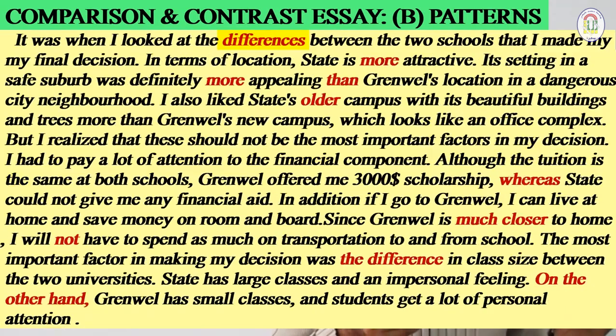Now, here we have a second body paragraph or second block about differences. It was when I looked at the differences between the two schools that I made my final decision. This one is a transition sentence. In terms of location, State is more attractive. Its setting in a safe suburb was definitely more appealing than Greenwell's location in a dangerous city neighborhood.